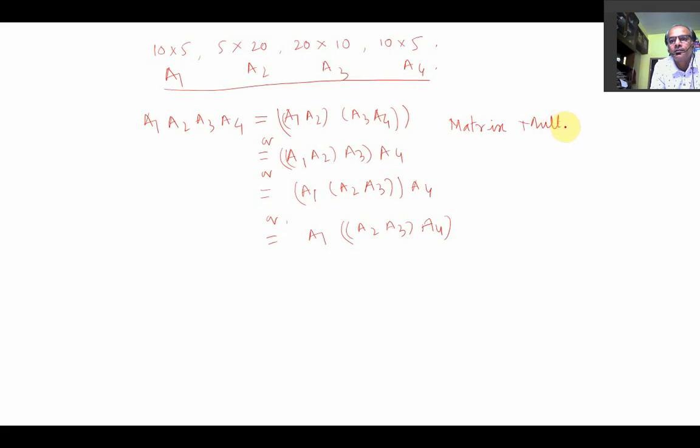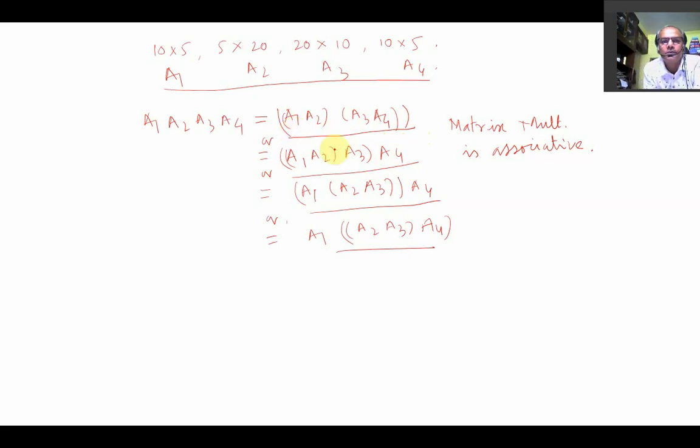We know that matrix multiplication is associative. As it is associative, if you do it in this order, or this order, or this order, everyone will give you the same result, because you are not changing the order. That's why it is associative, but it is not commutative. But which one will give you the result? Now we see.